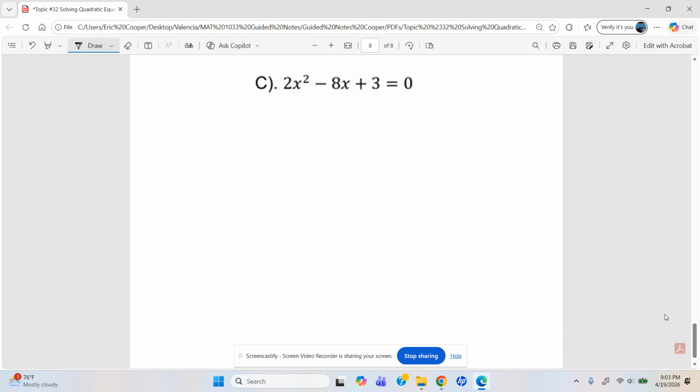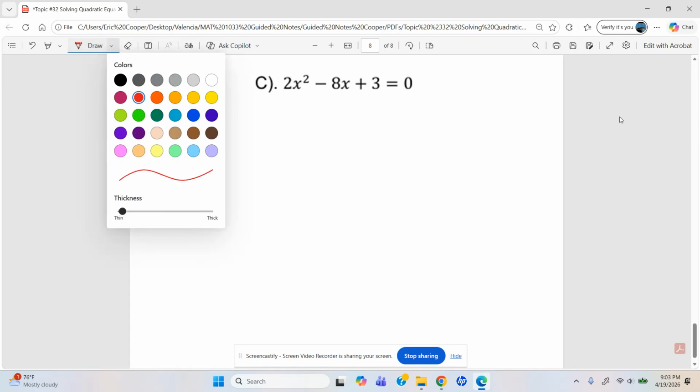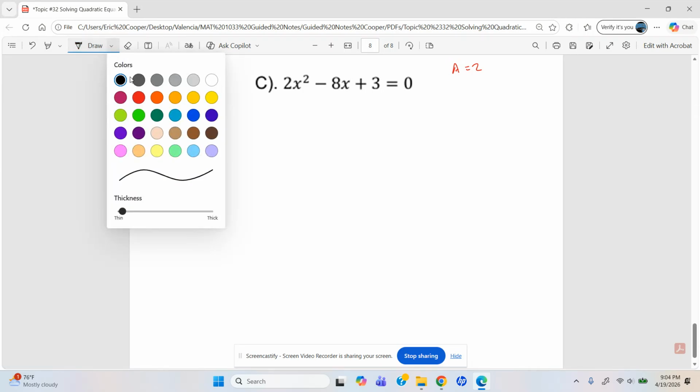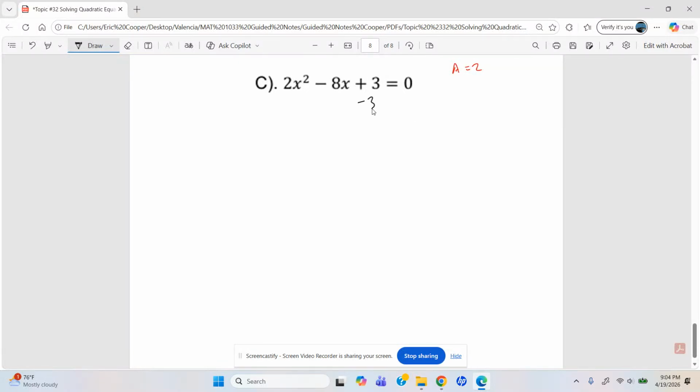Let's show you one last problem. So in this problem, now we have a equals 2. A is not equal to 1. So we're going to show you what to do if that happens. The first thing we're going to do is move the non-variable to the right side. So I have 2x squared minus 8x equals negative 3.